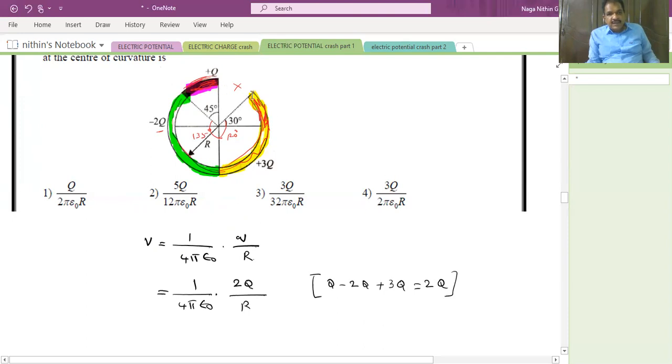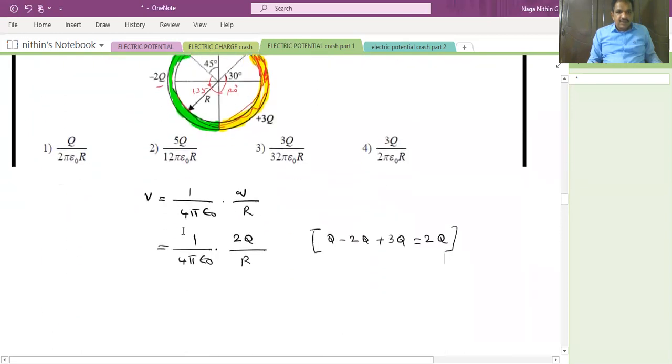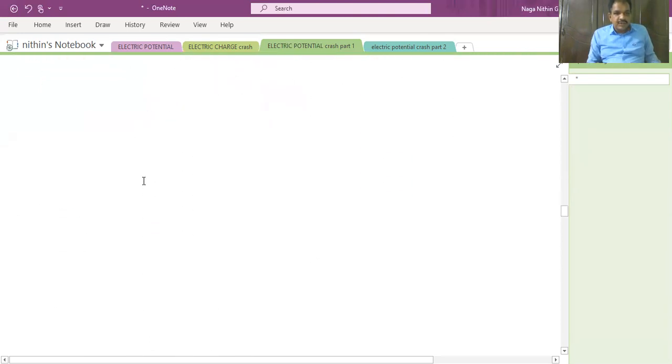Here the gap is there. No need to consider that, no need to consider those angles. Just to confuse you, they are creating all of this. So the answer will be 1 by 4 pi epsilon naught 2Q by R. We'll write one more step here: 2 will cancel, so finally Q by 2 pi epsilon naught into R. So this is the answer for it: Q by 2 pi epsilon naught R. So that is about the 20th.